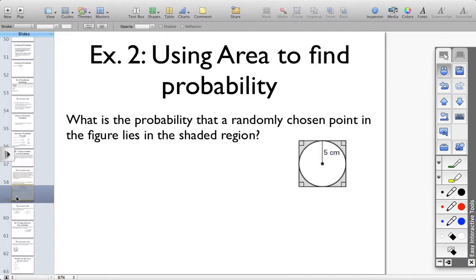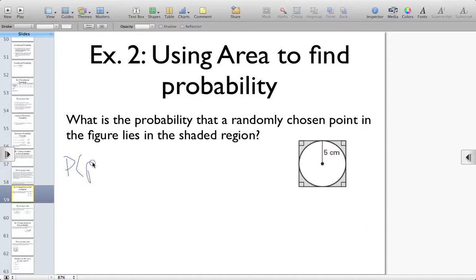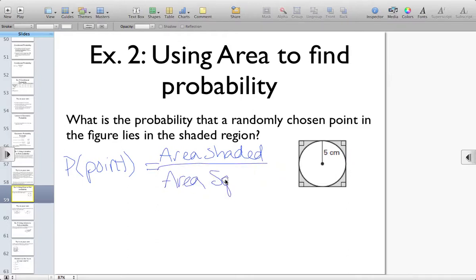All right, so now we're going to use area to find the probability. What's the probability that a randomly chosen point in the figure lies in the shaded region? Well, first we have a square and we have a circle inside the square. So if I want to know the probability that some point is in the shaded region, I need to know the area of the shaded region and take that out of the total area, which in this case is the square. Because the circle is inside the square, that's everything.